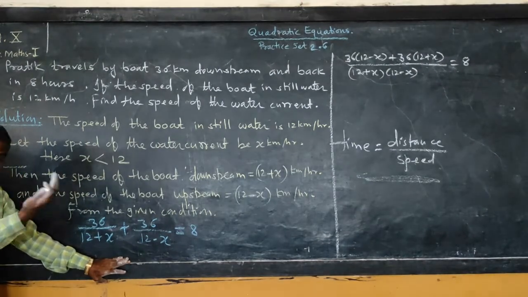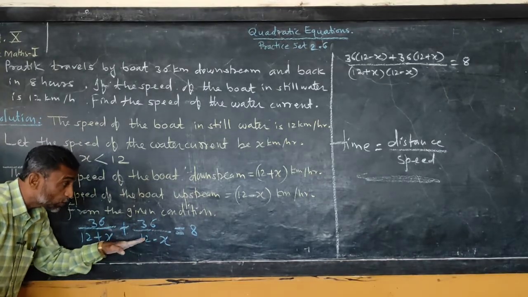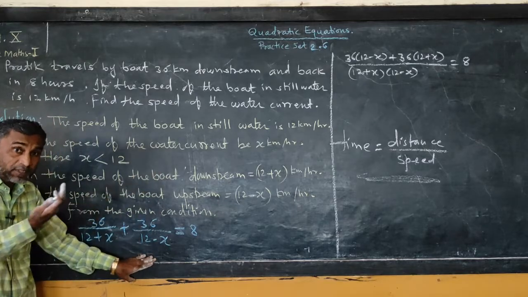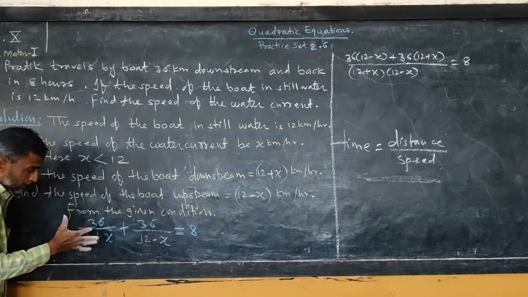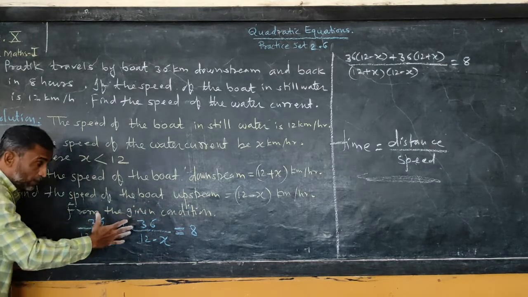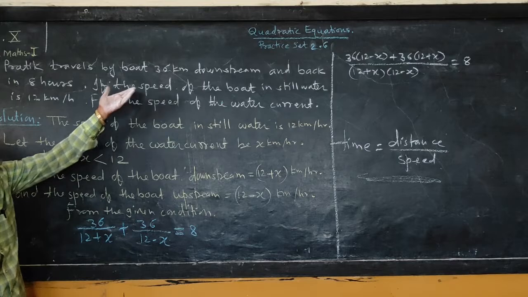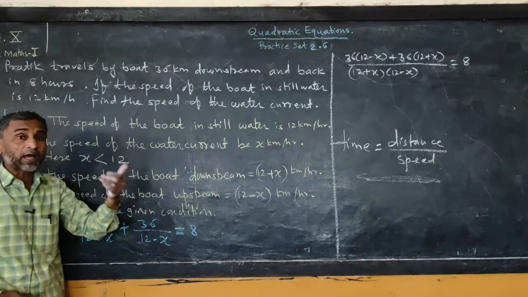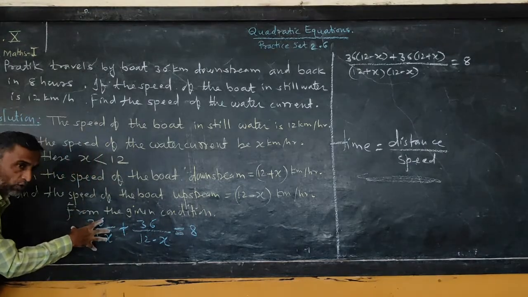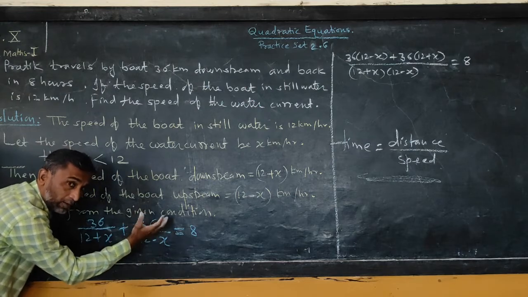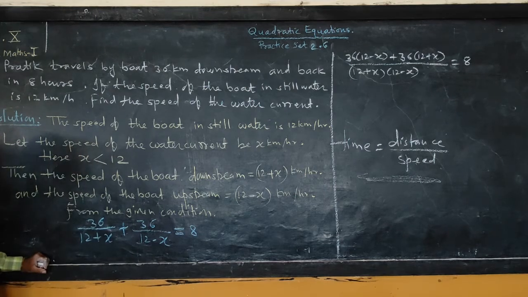Coming back, the time required will be distance upon speed. Distance is the same, 36 kilometer, but the speed is 12 minus x, because when he is coming upstream, the speed of the boat will be 12 minus x. This is the time required for coming upstream, and this is the time required for downstream. The sum of these two is 8 hours, because Pratik is coming back in 8 hours. So the total time required for going downstream and coming upstream is 8 hours. In this way, the equation is formed.